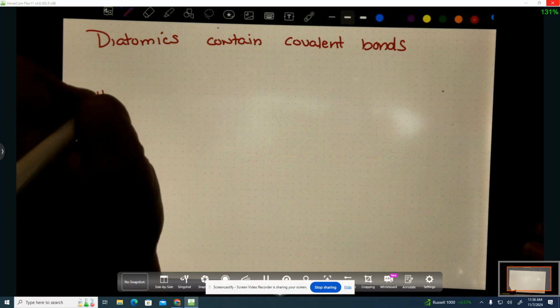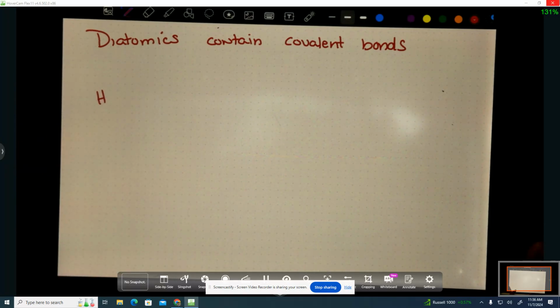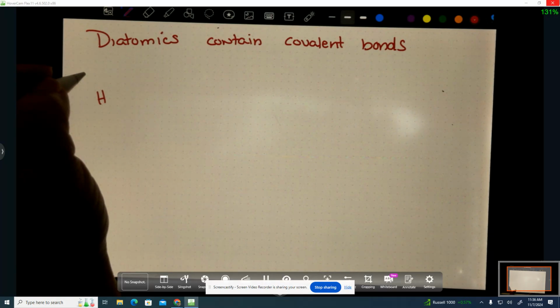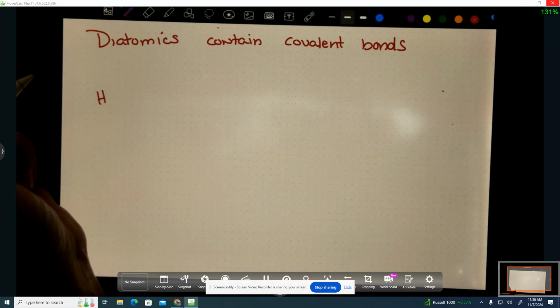Okay, so here's a hydrogen. Everybody put your pencils down. Just put them down. It's more important that you understand what's happening than you can draw, okay? Trust me, there'll be plenty of time to draw. So here's hydrogen.